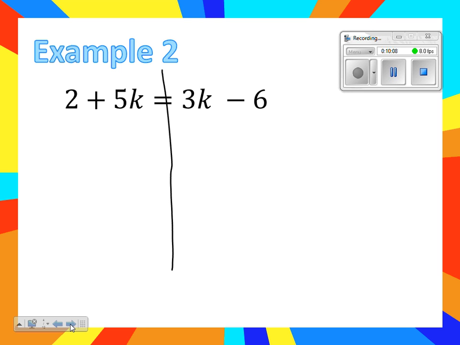And we see that the 5K matches with the 3K. So either I need to take the 5K over here, or I need to take the 3K over there. It does not matter. Okay? I do have a preference, though. Okay? Ready for the easy button? I do have a preference.